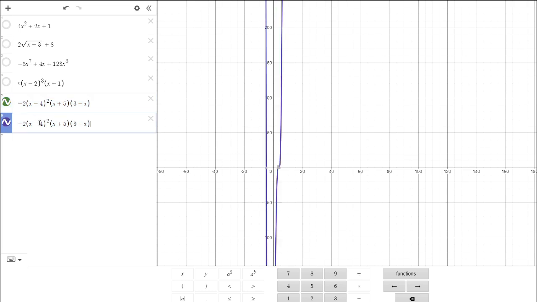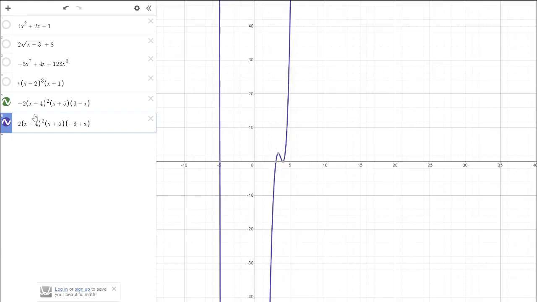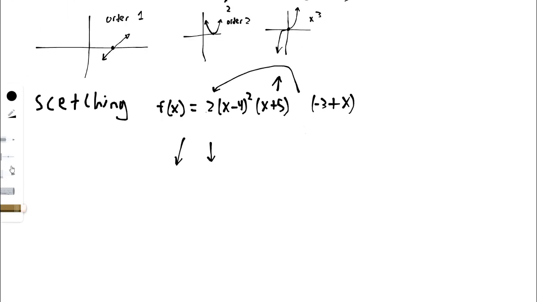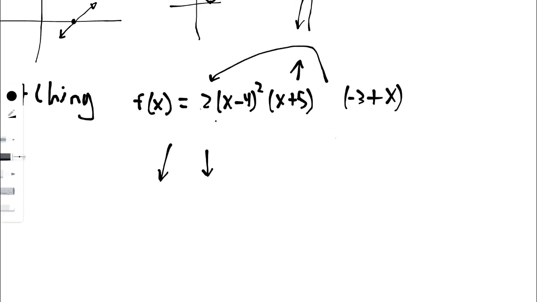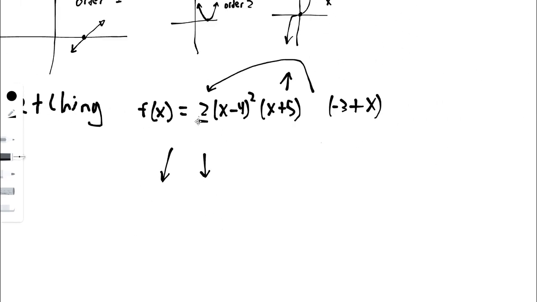So after you fix the negatives, this becomes positive, this becomes negative, and you can see they're equal to each other. Right, so these two functions are equal to each other. So anyways, that's just an important thing to watch out for. And then this number in front here is going to decide what direction it points in.